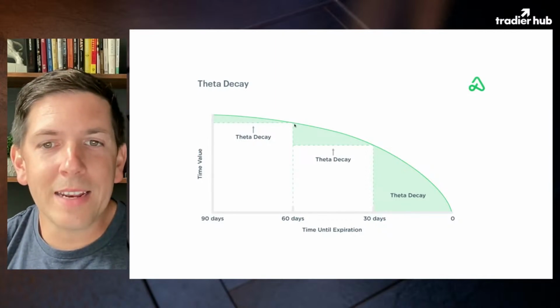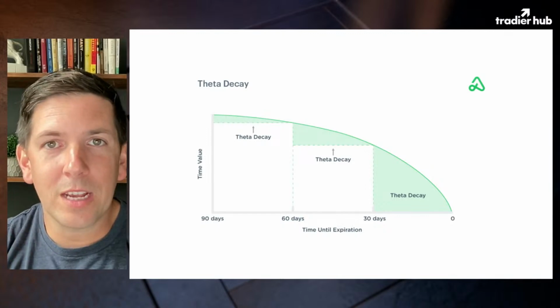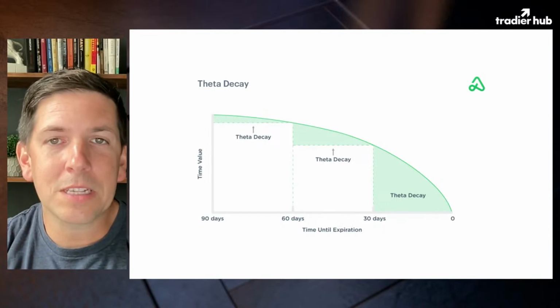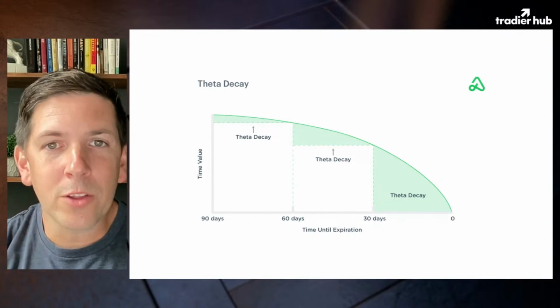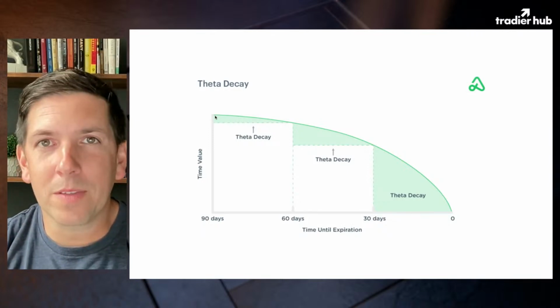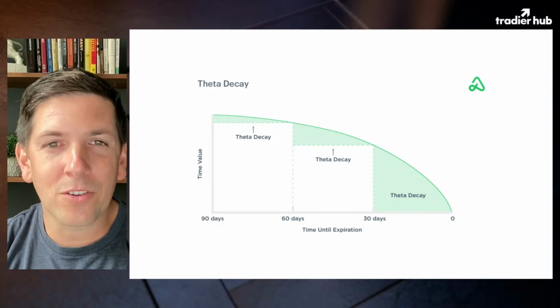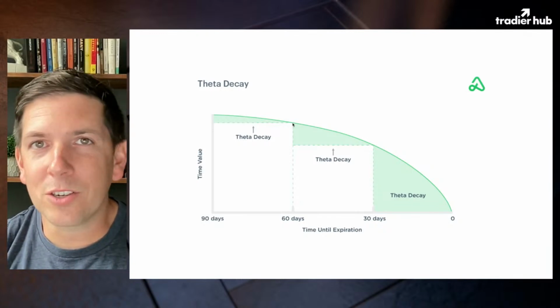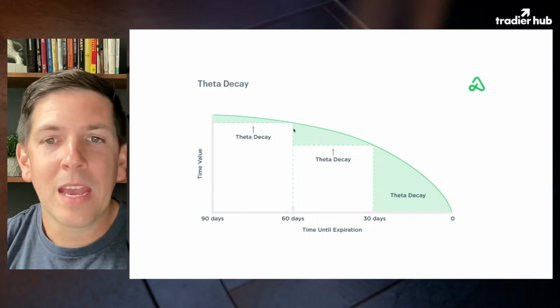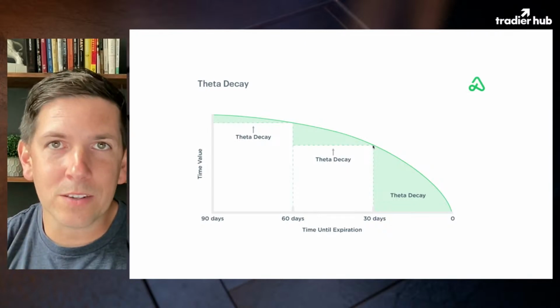So from 90 to 60 days, basically a 30-day window, that first 30 days of the contract's life, you could say the premium will decay. You will get some theta decay in there, some time decay for that contract, but not by a lot. So in that first 30 days, from 90 days to 60 days, you're not getting a lot of decay. Then you go from 60 days into 30 days. Well, now things start to really speed up.